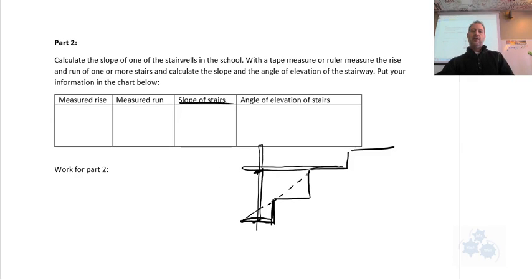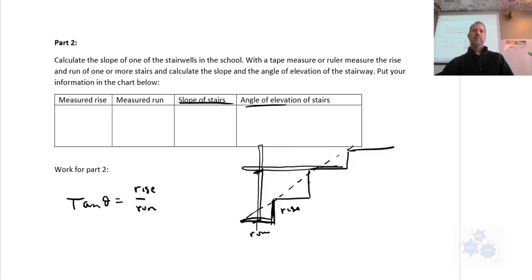So here's the slope of the stairs, right, as they kind of run into each other. And so you're going to want to calculate a rise and a run, and you're going to do the division and that sort of thing. So you're going to calculate the slope. You're also going to calculate the angle. So remember how we do that, right? Tangent of the angle equals opposite over adjacent, or rise over run.